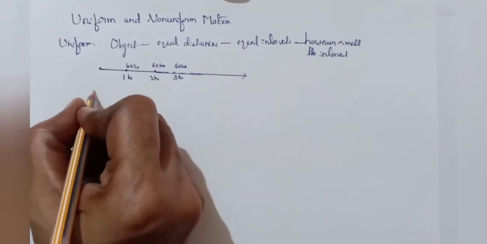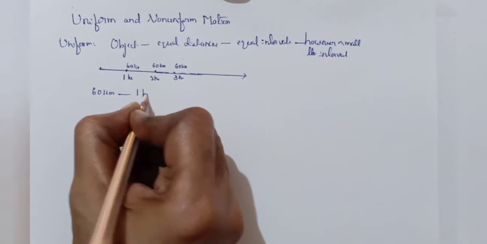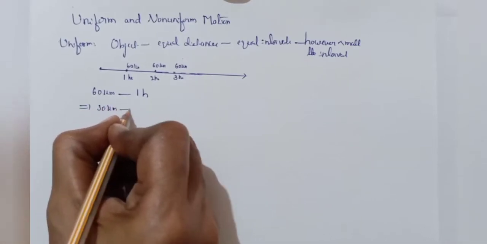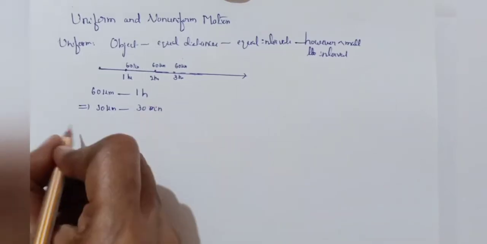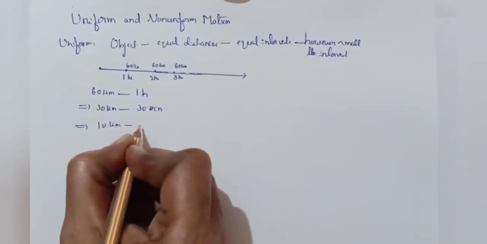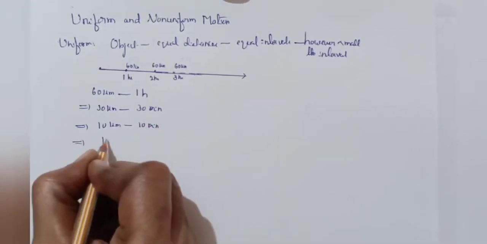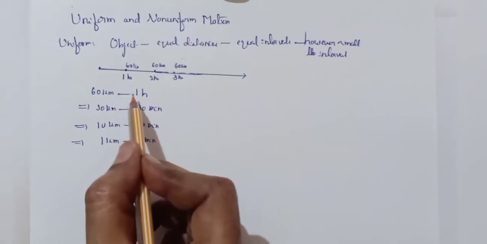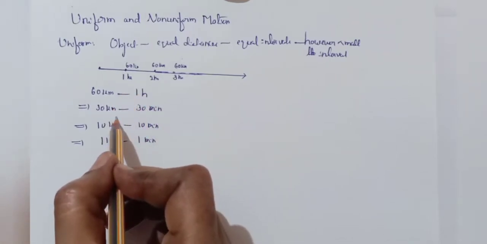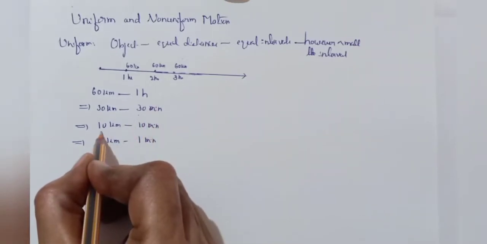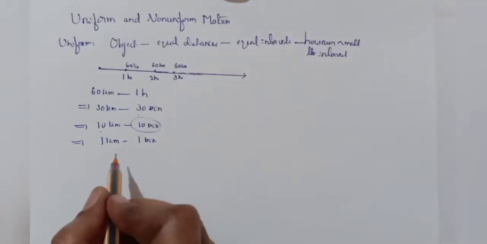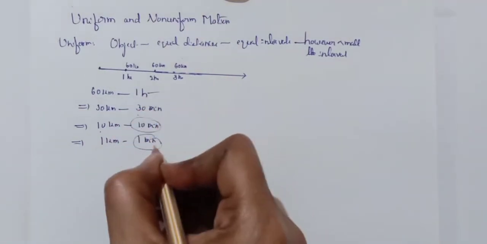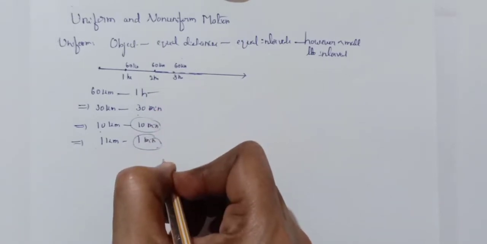If the car is covering 60 kilometer in 1 hour, it means the car is covering 30 kilometer in 30 minutes, 10 kilometer in 10 minutes, and 1 kilometer in 1 minute. It means whether the time interval is 1 hour or 1 minute, the car is covering equal distances.